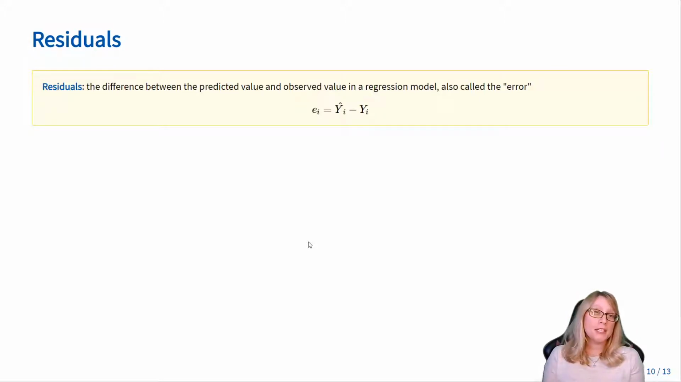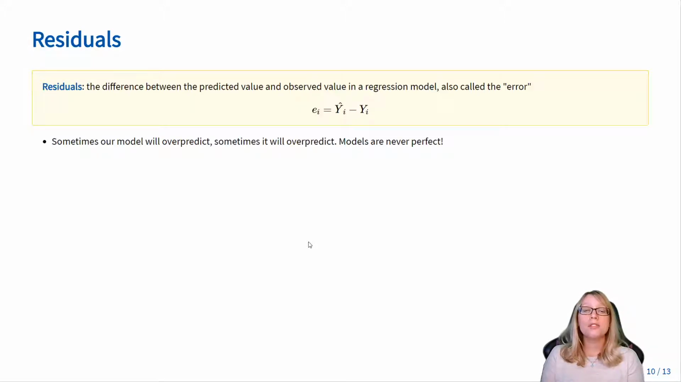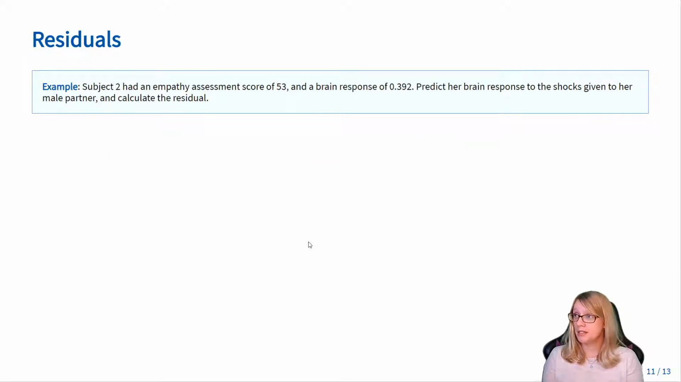Now, sometimes these predictions are going to be accurate. Sometimes they'll be very close. Sometimes they might be less accurate. The difference between the predicted value and the actual observed value for every data point is something that we'll refer to as the residual, or the error term. So here our error term, or our residual e, is simply the difference between the predicted value y hat and the actual observed value y. Sometimes our model will overpredict, sometimes our model will underpredict. These models are never perfect.